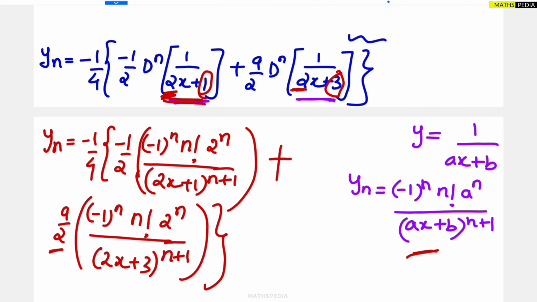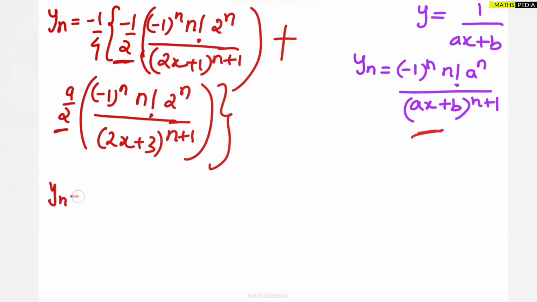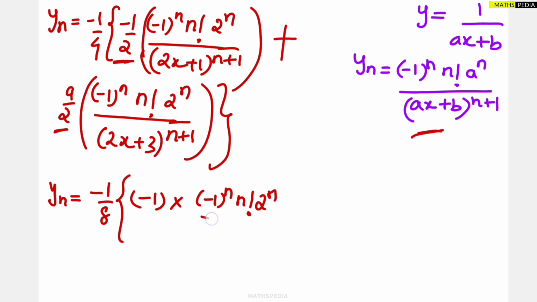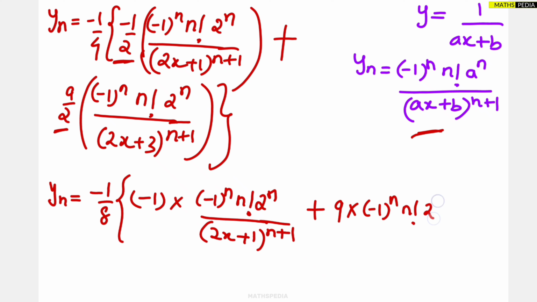Now from here, 1 by 2 is inside in both terms. From that I can take 1 by 2 outside. So y power n becomes what? Minus 1 by 8, because when you take 1 by 2 outside it will get multiplied. What is remaining? Minus 1 is remaining into minus 1 power n factorial into 2 power n divided by 2x plus 1 power n plus 1, plus 9 by 2, so 9 will be remaining into minus 1 power n factorial into 2 power n whole divided by 2x plus 3 power n plus 1. So this will be the final answer.